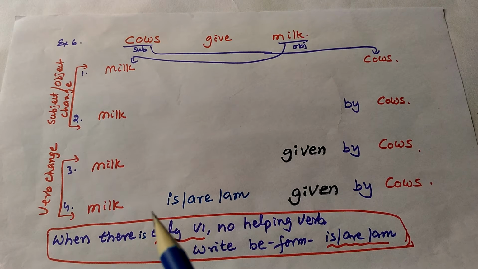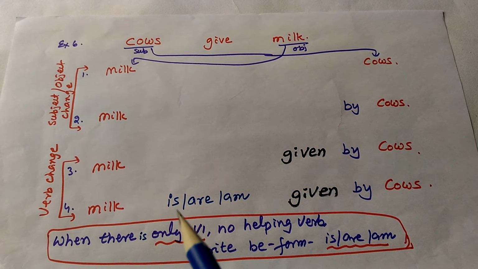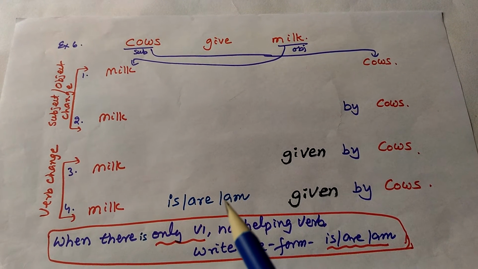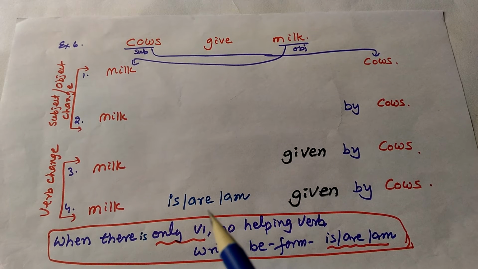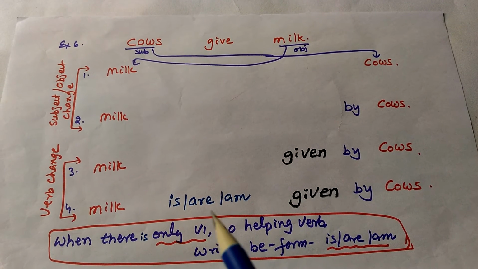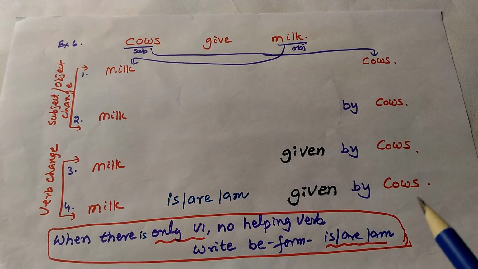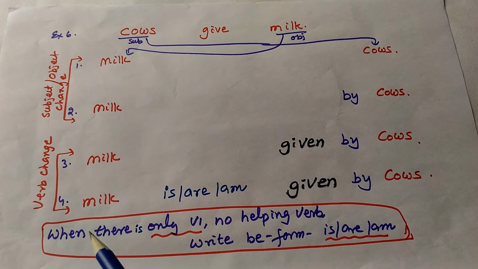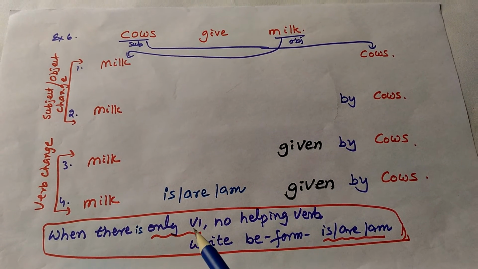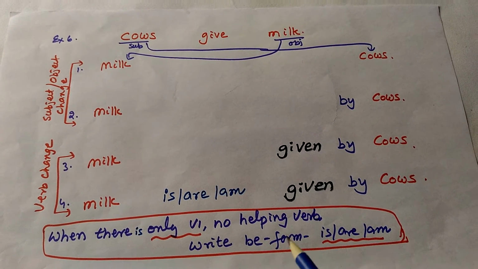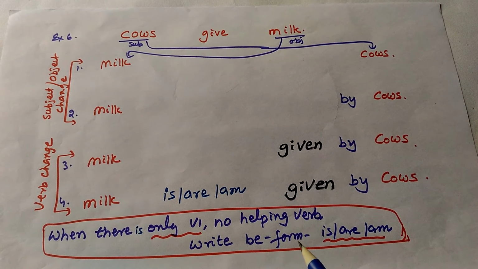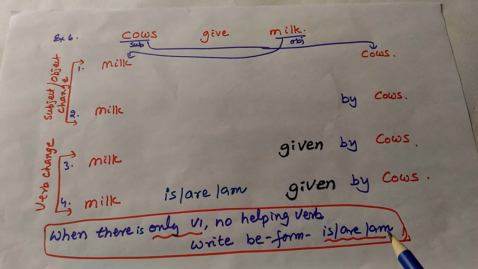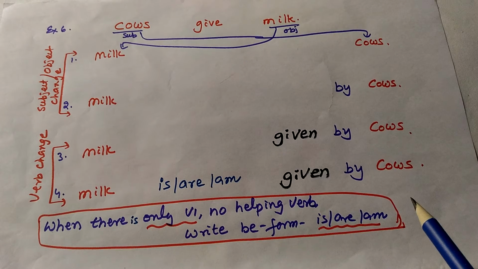So milk agrees with the subject is. So are and am are to be removed. And then we get the answer: milk is given by cows. So the be form rule is that when there is only verb 1 and no helping verb, then we have to write the be form is, am, or are. Let us look at another example.